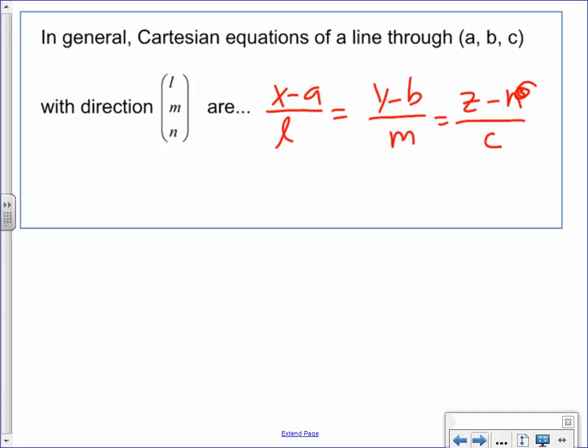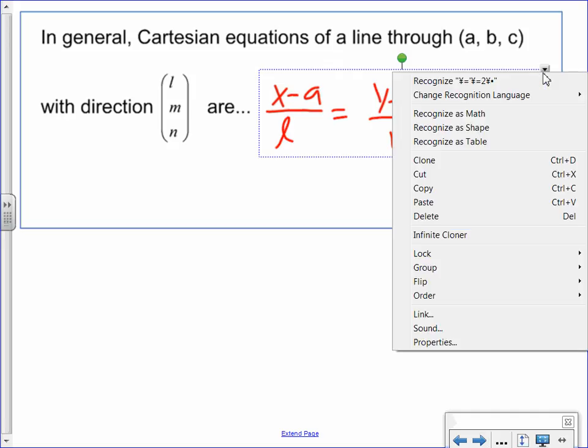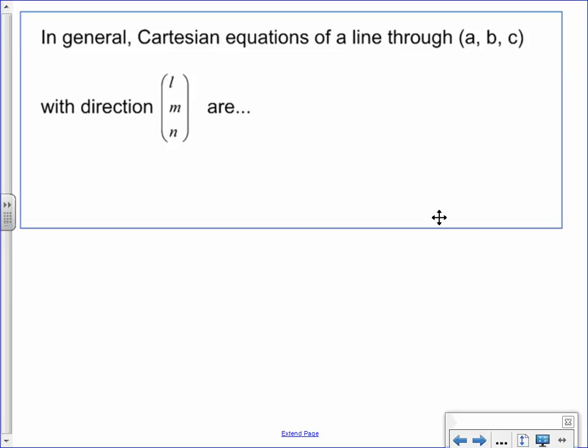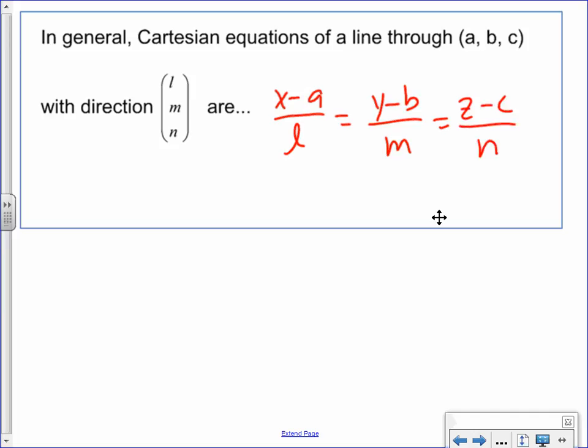Nope, that confuses it. Here we go. All right. Delete. Let me try that again. Delete, delete, delete. Okay. x minus a over l, y minus b over m. Okay, does that look familiar? Yes? That is what we just did. Okay, excellent.